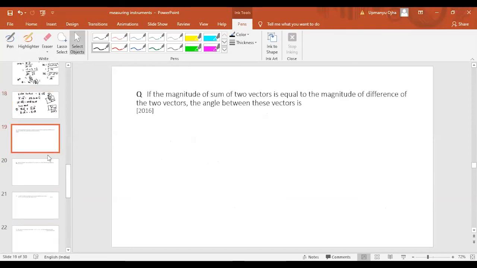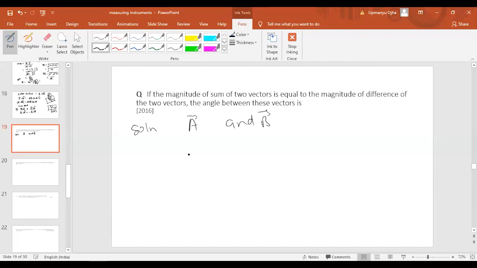Now let us do some problems here. The first problem is: if the magnitude of the sum of two vectors is equal to the magnitude of the difference of two vectors, then what is the angle between the two vectors? Okay, so let us suppose we have two vectors, A vector and B vector.